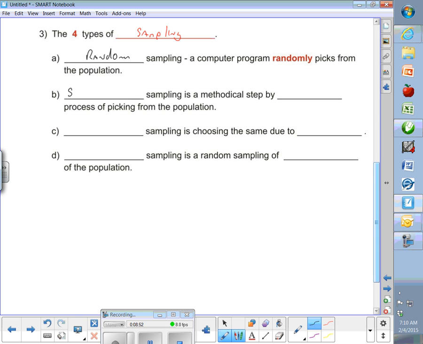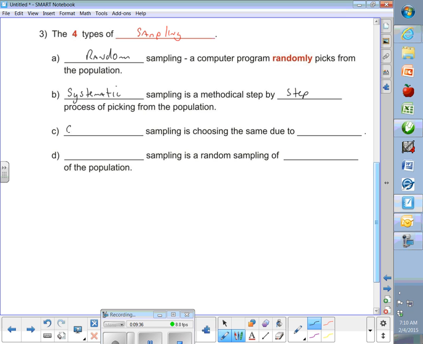Then you can have a systematic sampling. What is it? It's a methodological step-by-step process of picking the population. You can do the houses on a street, and you can do every third house. So we're going to sample every third house. Well, that's systematic. It's not really random. We decided we're going to do every third house. You can have a list of names and say out of every 10, we're going to do the ninth name. So you're systematically picking the ninth name out of every 10.